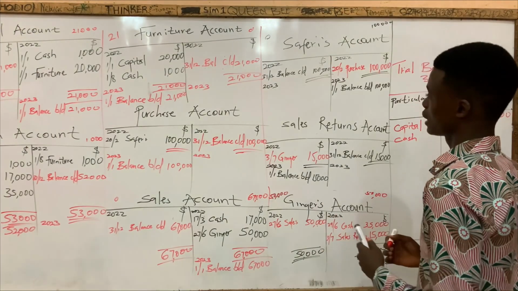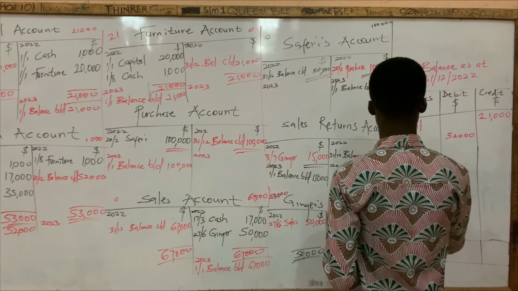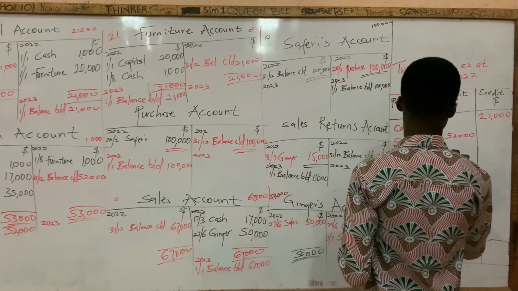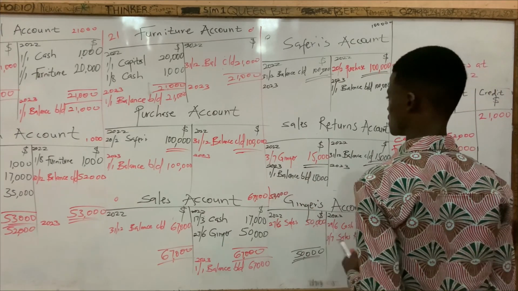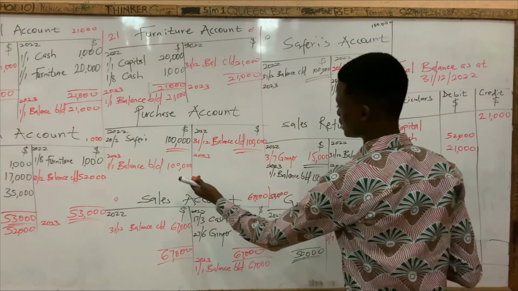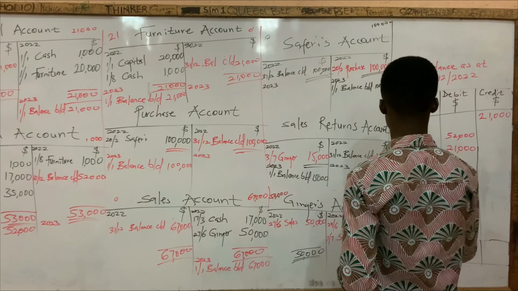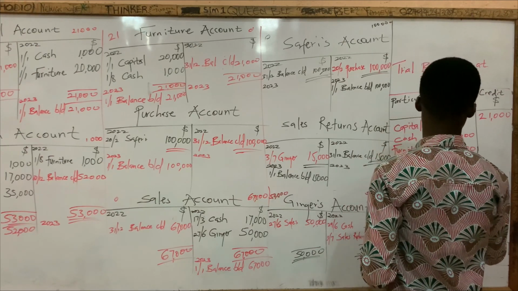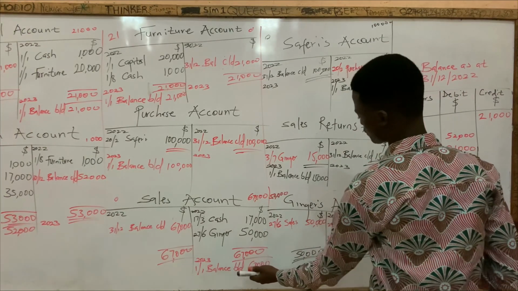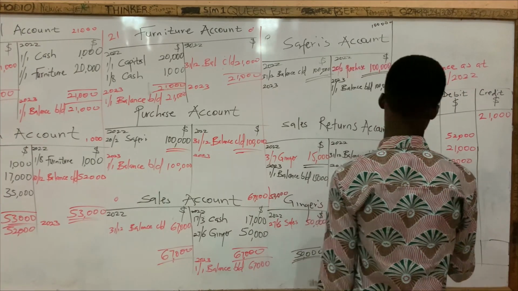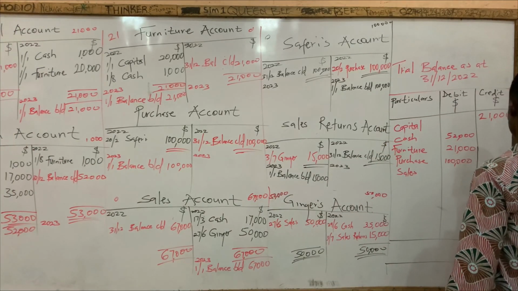Our furniture account, on the other hand, is also having a debit balance of $21,000. So furniture, $21,000. The purchases account is having a debit balance of $100,000. So purchases, $100,000. And the sales account is having a credit balance of $67,000. So we have our sales, $67,000.